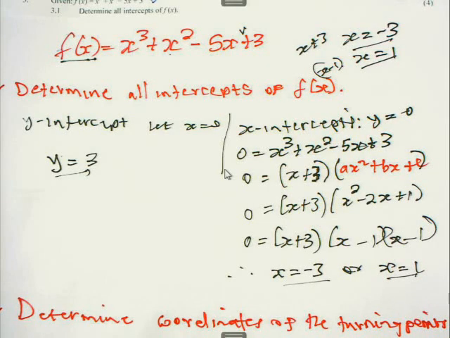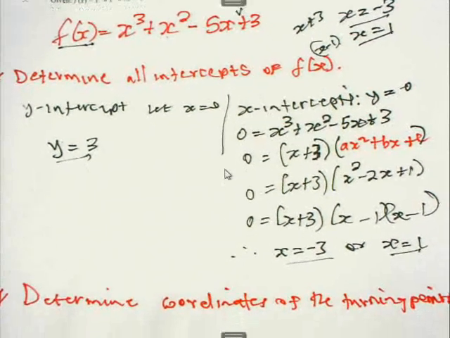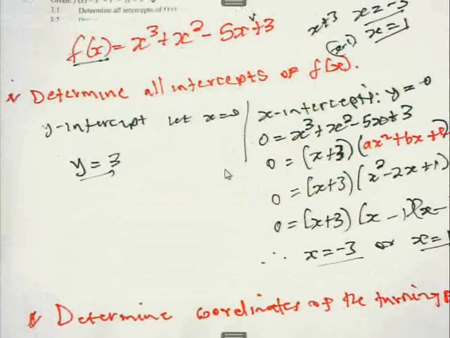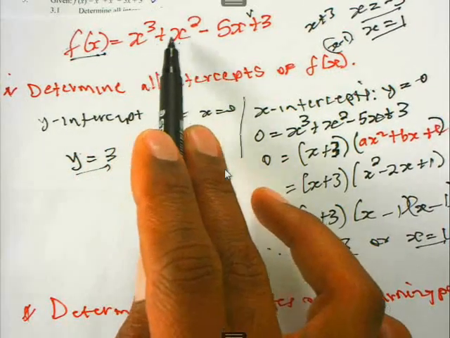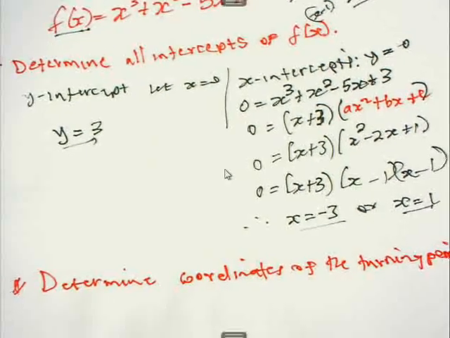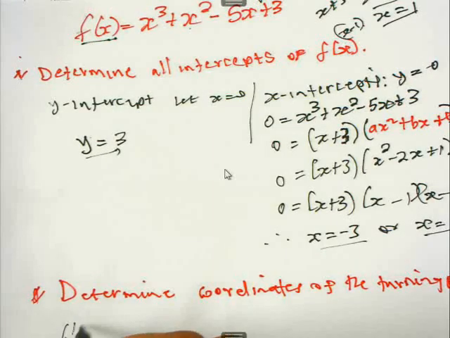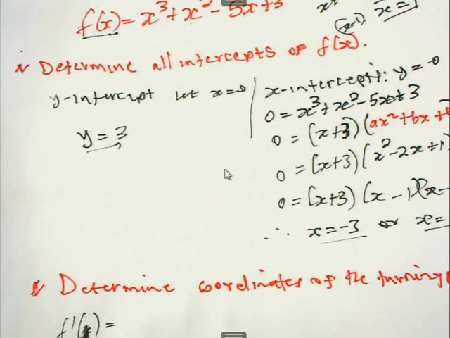What about the turning points of the cubic functions? Yes, you need to determine the derivative, right? Now, you can see here, f of x is equal to x to the exponent of 3 plus x squared minus 5x plus 3. Is that correct? Yes. And now from here, we determine what? F prime of x. Remember, that is the derivative. Remember, it's a gradient. It's very important.